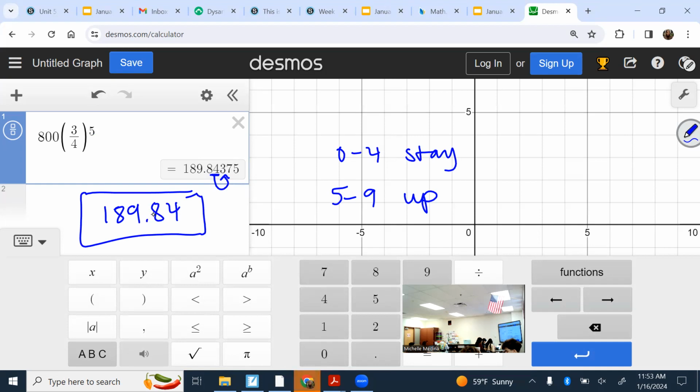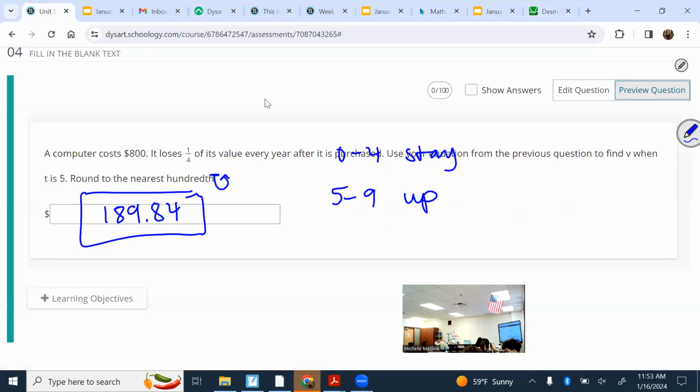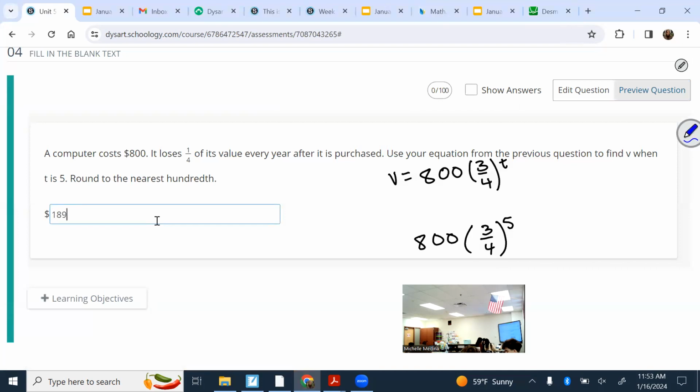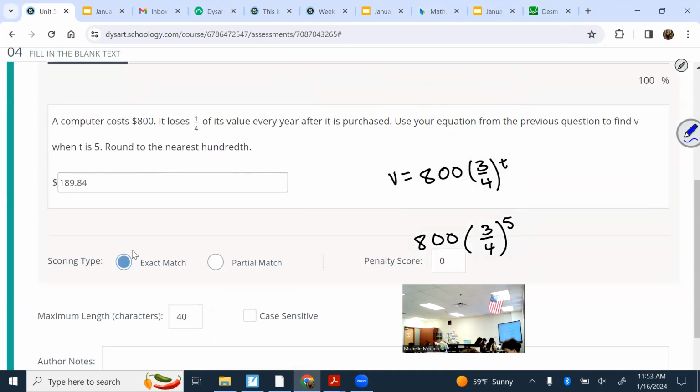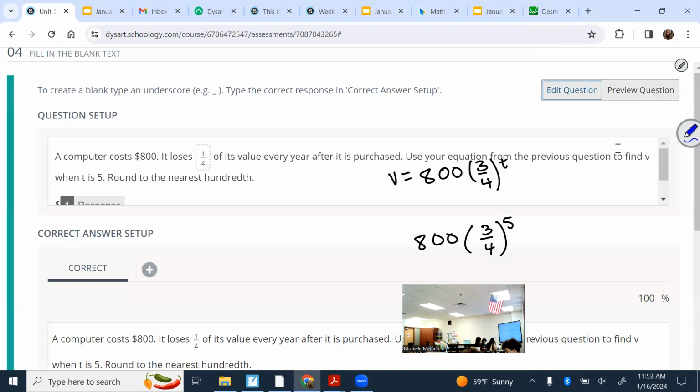Let me make sure the key is right. And that is correct. So the equation lets you solve for any exponent, basically any time frame that it wants. That's why it's better to know how to make the equation. Questions on this one?